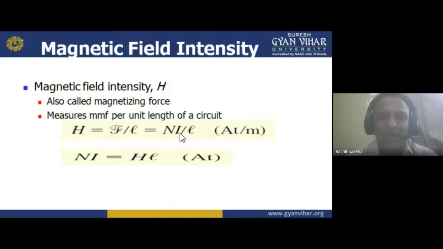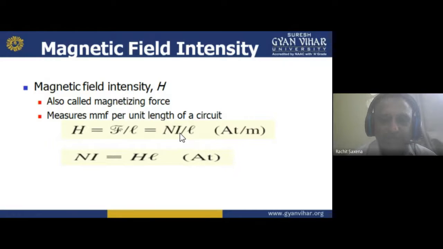Magneto is used for the magnetic field, and m is for the motion. So in the magnetic field we are giving some force, we are pushing something, we are giving input, and force is applied on it. Through this, the flux moves from one end to another end. So it is basically the moving force, the applied force. Magnetic field intensity, that is H, is also called magnetizing force. It measures mmf per unit length of a circuit.